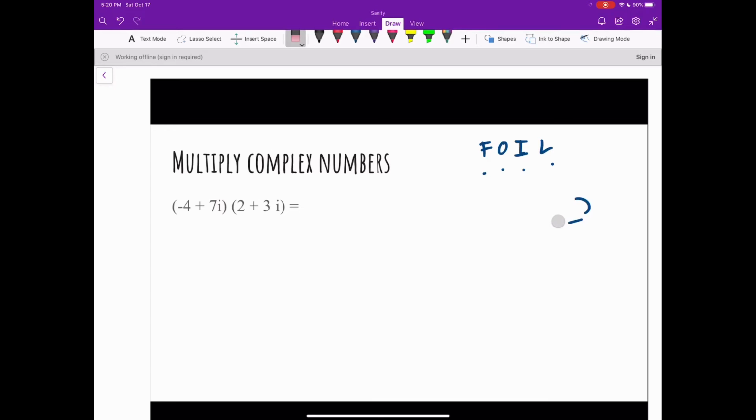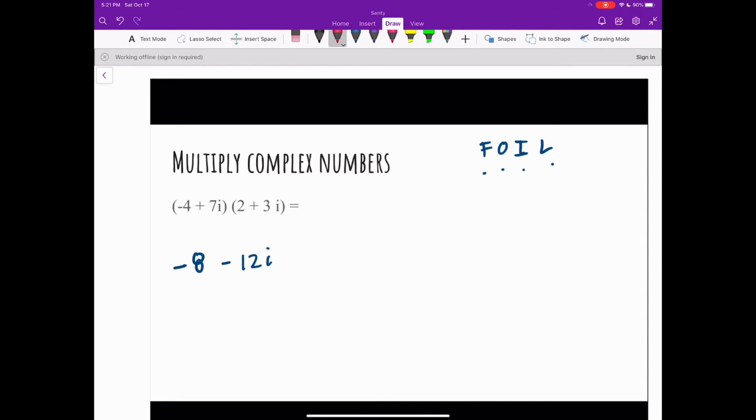If you have questions about the FOIL process, let me know. Otherwise, this should look familiar. So what I'm going to do is multiply the negative 4 and the 2, which is going to be negative 8. I'm going to multiply the negative 4 and the positive 3i, which is going to be a negative 12i. All right, don't forget that imaginary part comes with it, because as soon as you multiply a real number and an imaginary number, it kind of turns into an imaginary number.